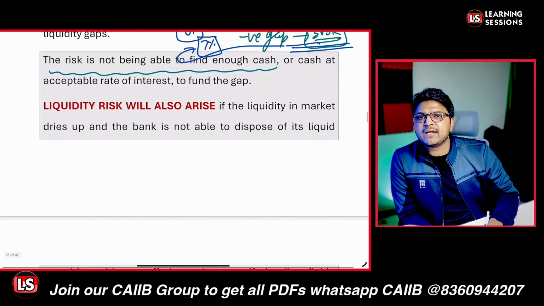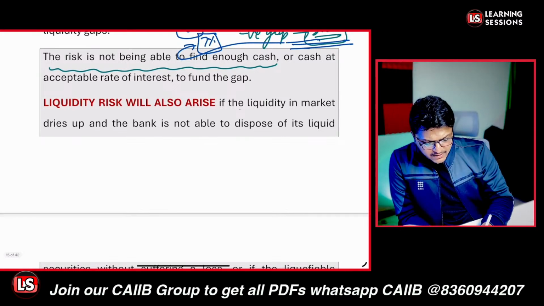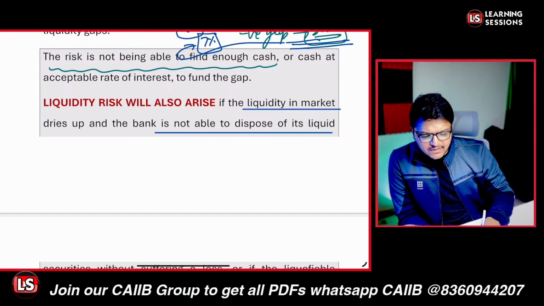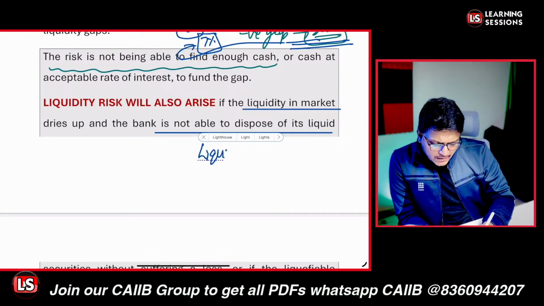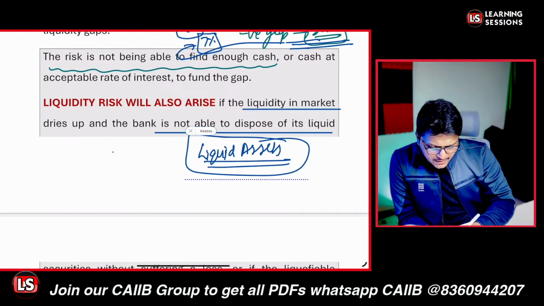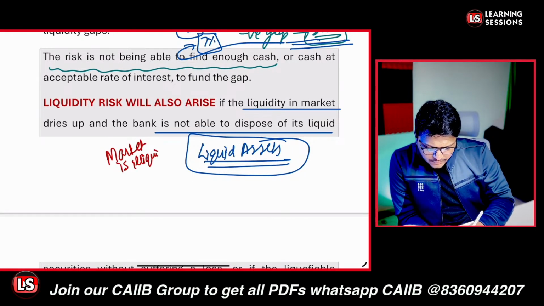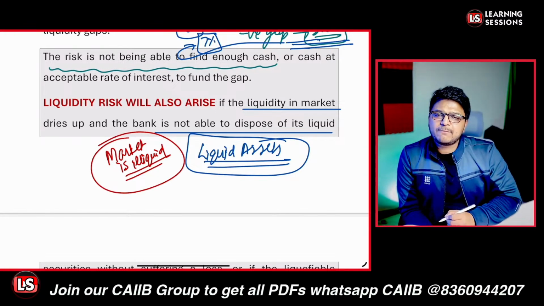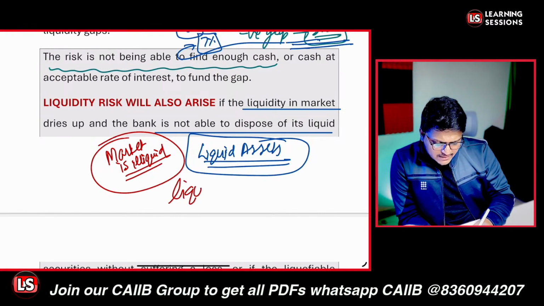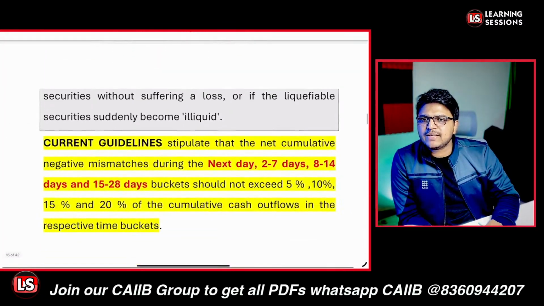And also liquidity risk may rise. I've already told you, if the liquidity in the market dries up and the bank is not able to dispose of its liquid assets. Let's say you have liquid assets with you, and you may have mobilized funds by selling them in the market, but right now the market is illiquid, and you are not able to square off the transaction, you're not able to sell that particular asset in the market. In that scenario also, the liquidity risk will arise. What risk will arise? The liquidity risk will be there for that scenario, right? So that can be the case.